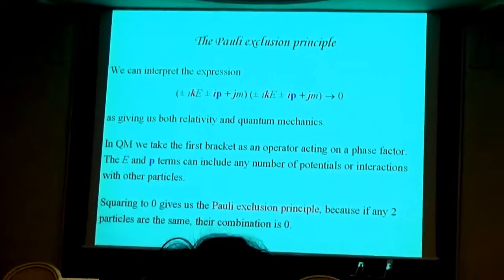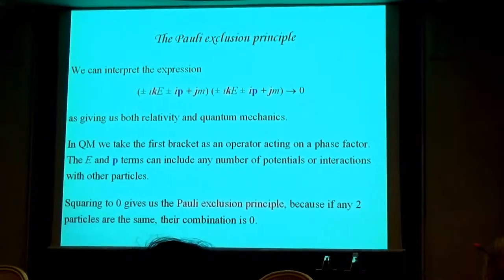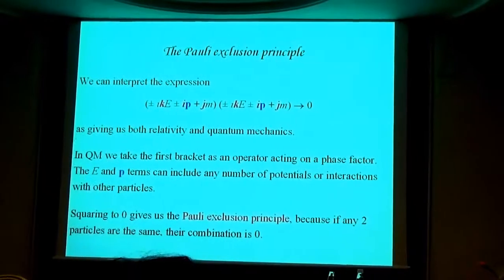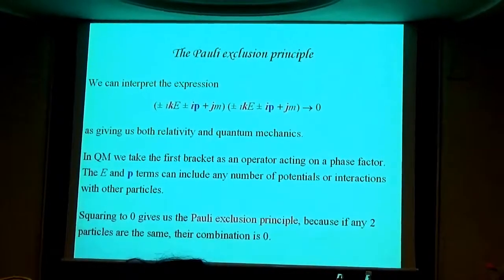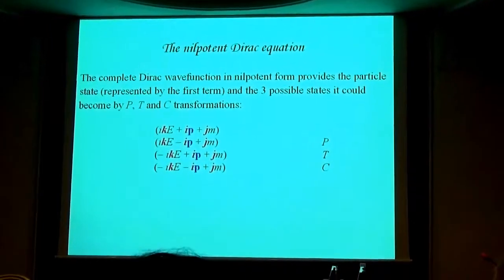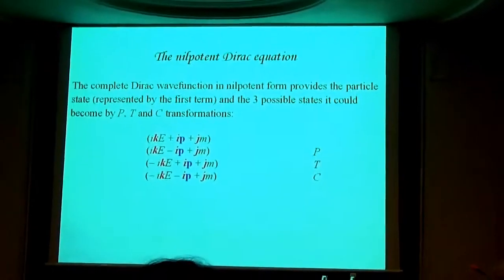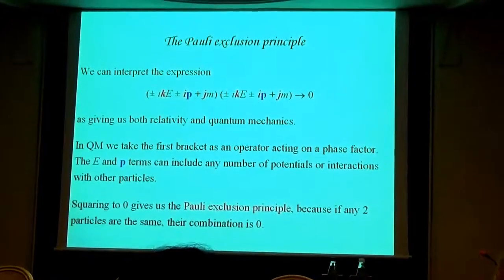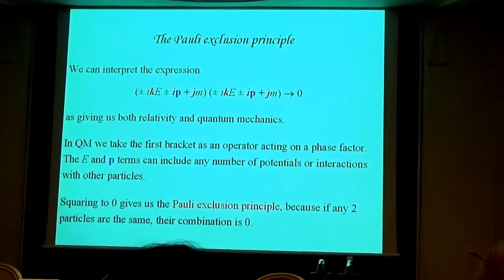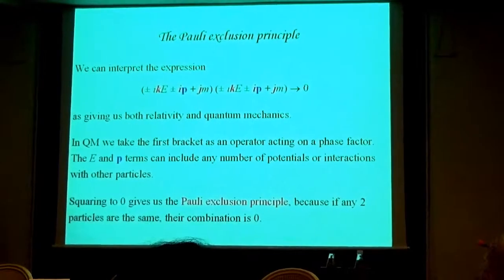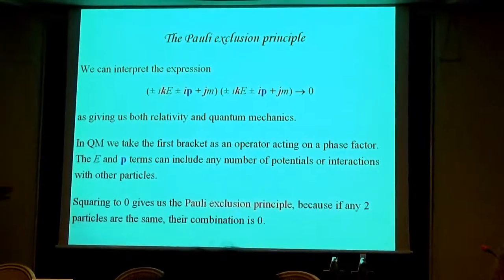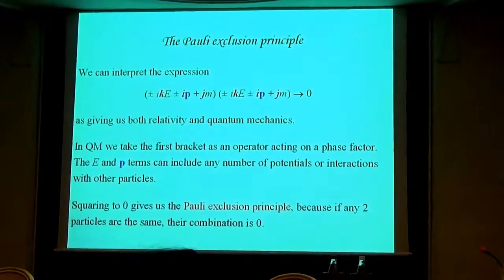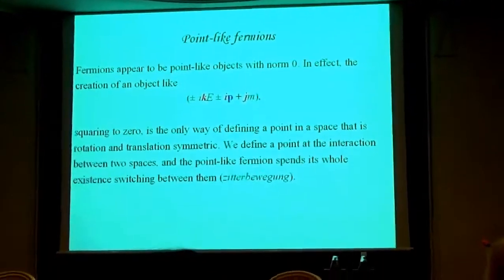Did you mean time reversal? Yes, I meant time reversal. Not translation, reversal. Time reversal, parity reversal, and charge conjugation. So we can take the first bracket as the first thing, and the rest as those possible transformations. Now, if we square that object to 0, this gives us immediately Pauli exclusion, because no 2 particles can have the same bracket. If psi 1 equals psi 2, then the combination state will be 0. So we immediately got Pauli exclusion.